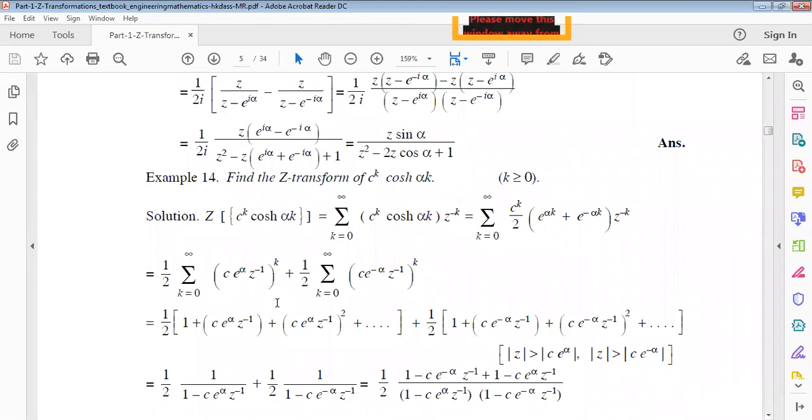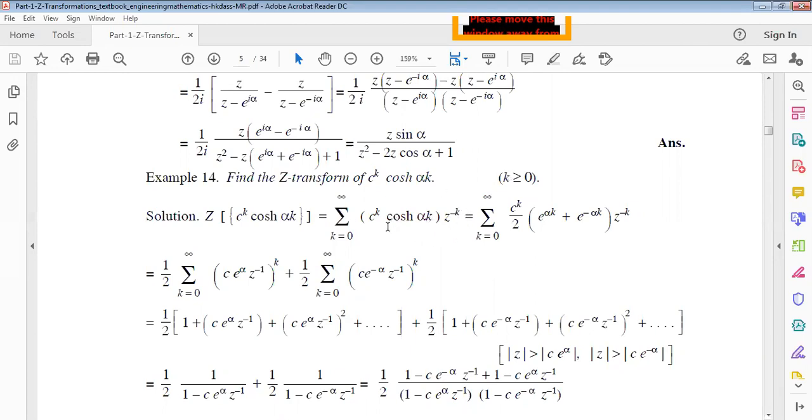Next, number 14, similar. Find the z transform of c to the power k cos hyperbolic alpha k. Now the z transform of this whole function of sequence, c to the power k cos hyperbolic alpha k. This is the whole f of k by the definition. So k equals 0 to infinity. Condition given 0 to infinity. K is non-zero, that means what? K will be 0 to infinity. So this is f of k by the definition, and z to the power minus k also from the definition.